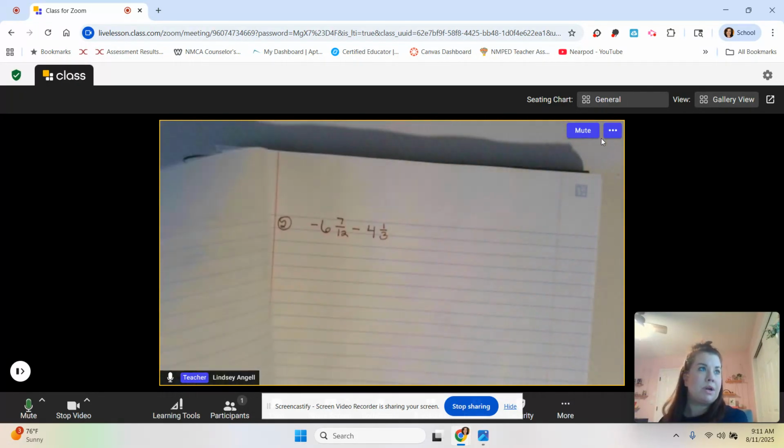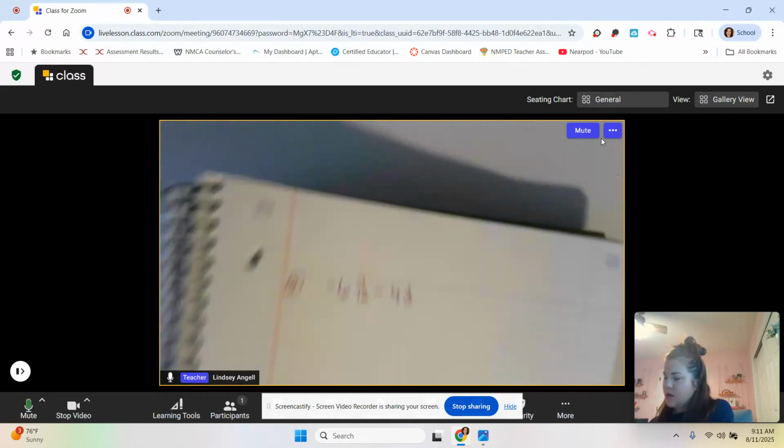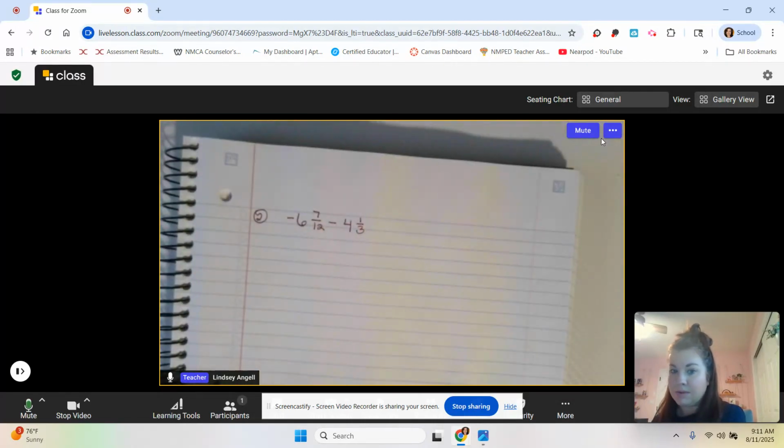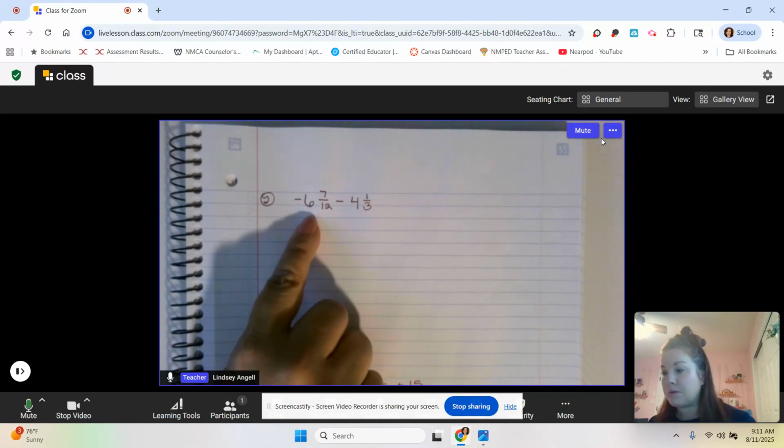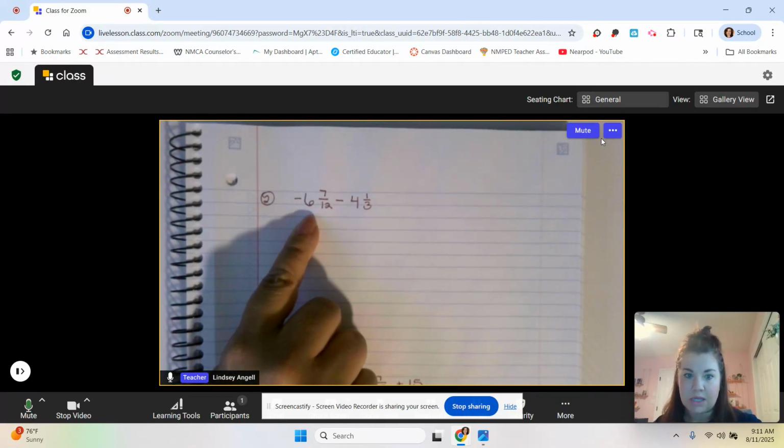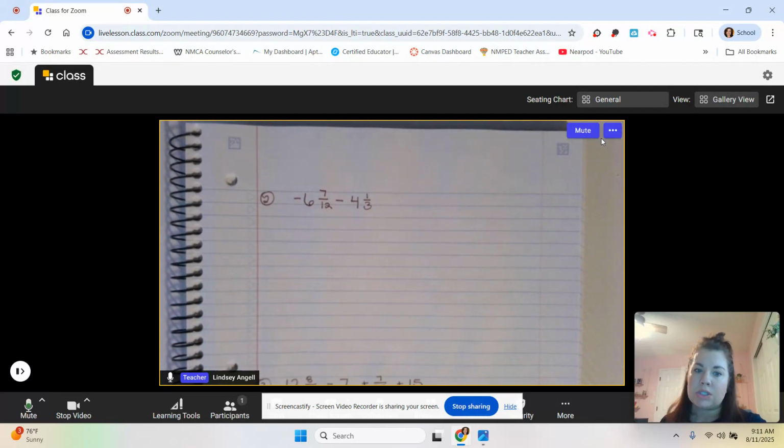Again, I think it was number 1 from your practice on page 14. The second problem that we're going to do is number 3 from your practice on page 14. Okay? So with this one, remember using the additive inverse, right?